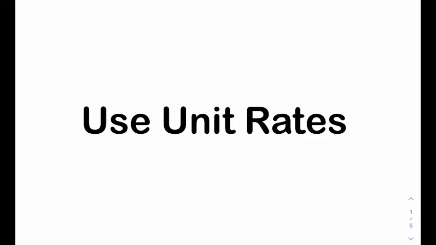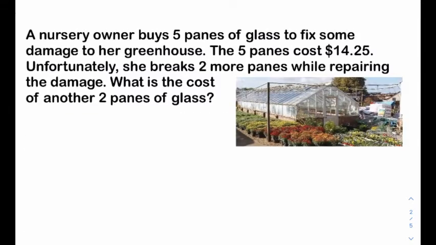Use unit rates. A nursery owner buys 5 panes of glass to fix some damage to her greenhouse. The 5 panes cost $14.25. Unfortunately, she breaks 2 more panes while repairing the damage. What is the total cost of another 2 panes of glass?